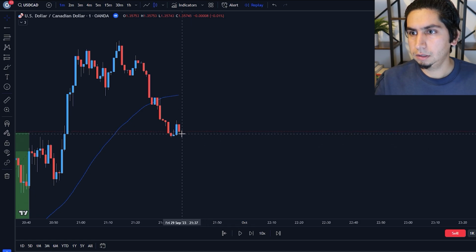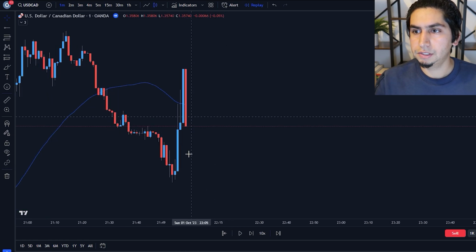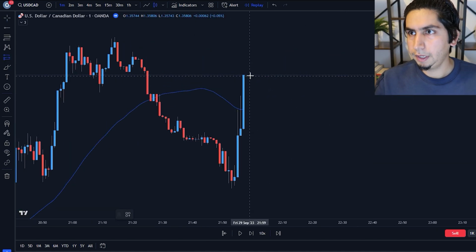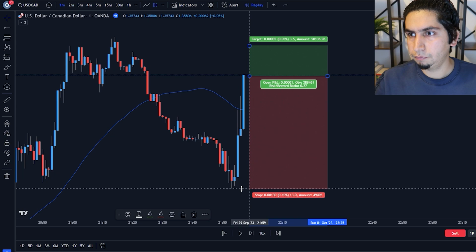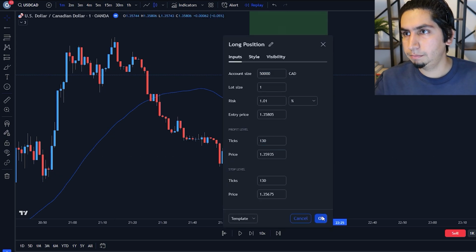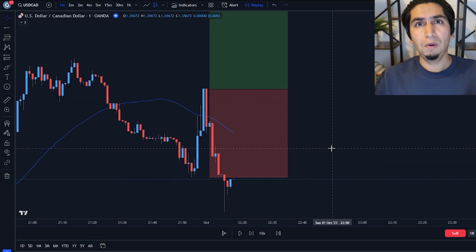Okay, we're closed under. Okay, nice closure, beautiful closure, right? You would enter over here, and you would put your stop loss where the structure is the lowest. Okay, 130, so that's 13 pips. Beautiful, right? So why is this a loss?